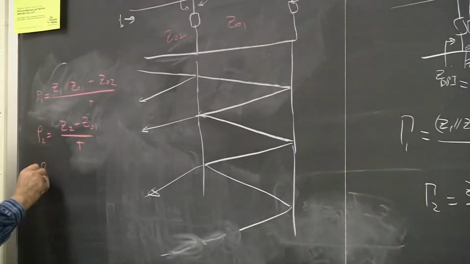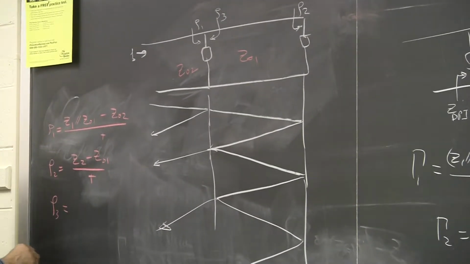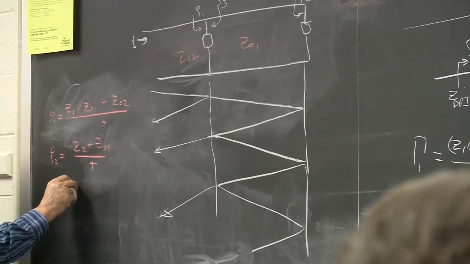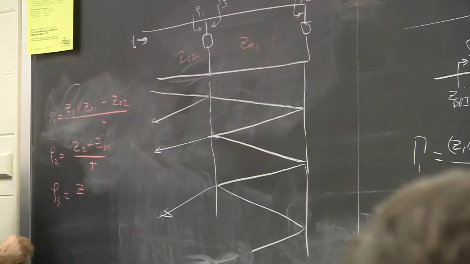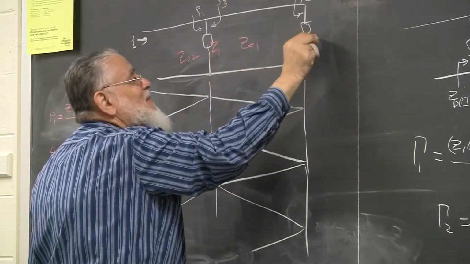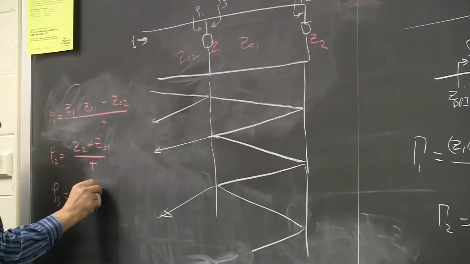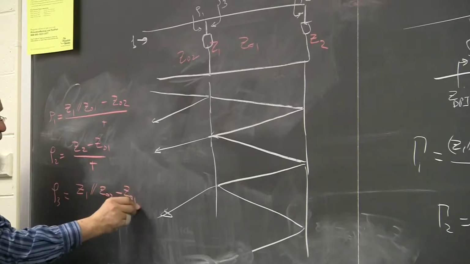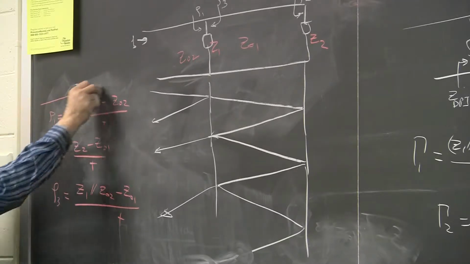Rho 3 is equal to what? Who's going to help me with rho 3? Which one is Z1? I keep forgetting which one is 1 and 2. Yeah, Z1 in parallel with Z naught 2 minus Z naught 1, divided by the sum. Okay? So these are my rhos.